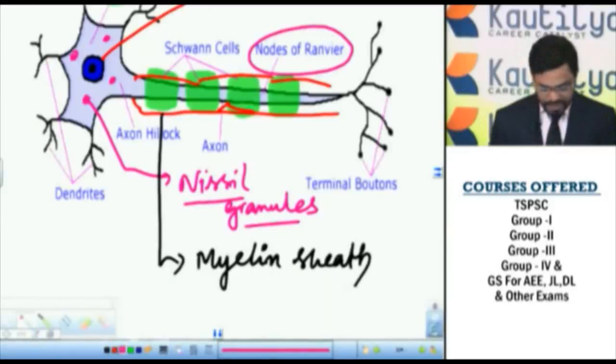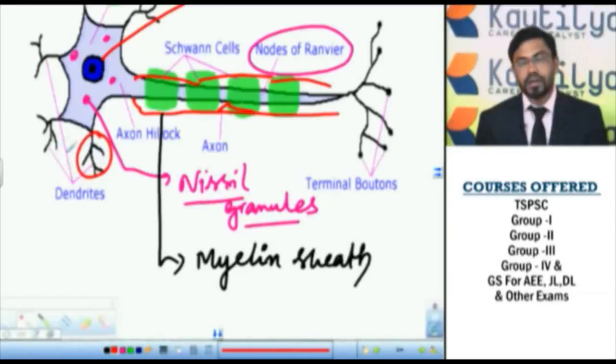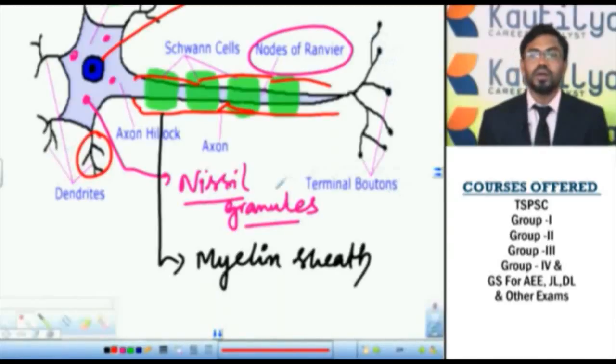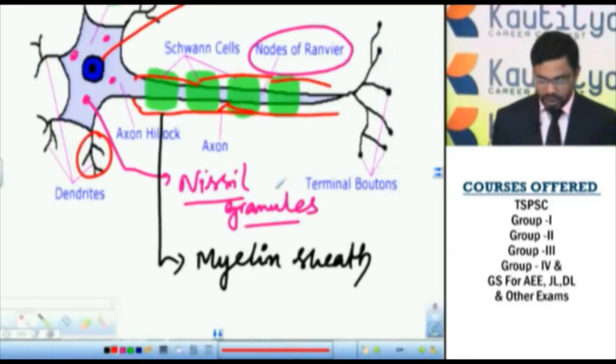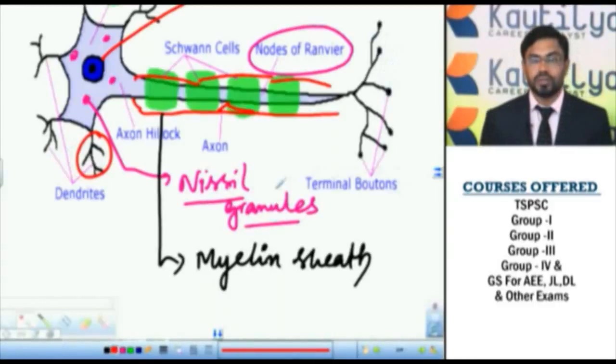The branched processes which arise from the cyton are called dendrites. So these are the dendrites. At the nerve ending, or at the tip of the axon, small branched structures are present. These are called terminal boutons, or teledendrites. So this is the structure of a neuron or a nerve cell.